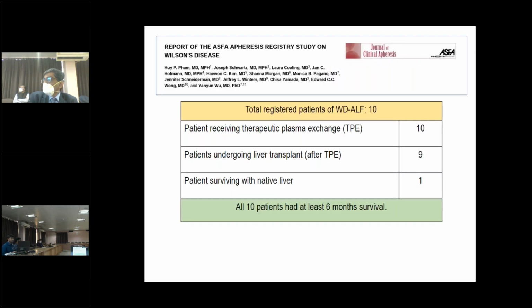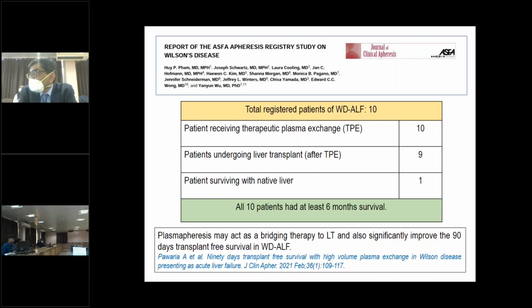This is a case series of 10 patients of Wilson disease who presented with acute liver failure and underwent plasmapheresis between 2005 to 2013 and were registered in the American Society for Apheresis Registry. Out of these, only one patient survived with native liver, and 9 out of 10 patients underwent a liver transplant over time. A similar series by the Institute of Liver and Biliary Sciences also suggests that plasmapheresis may act as a bridging therapy to liver transplant and improve the 90 days transplant-free survival in case of Wilson disease presenting with acute liver failure.